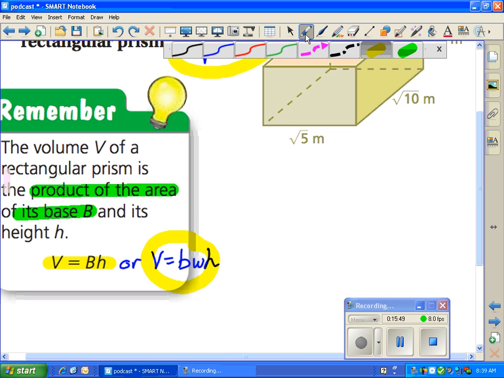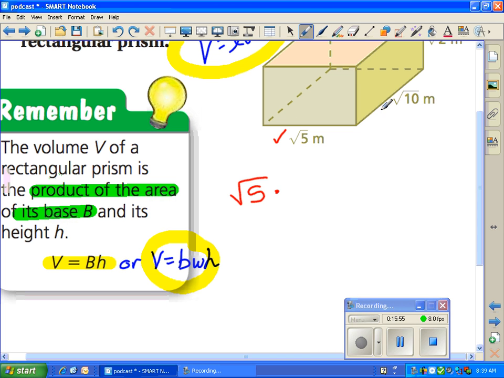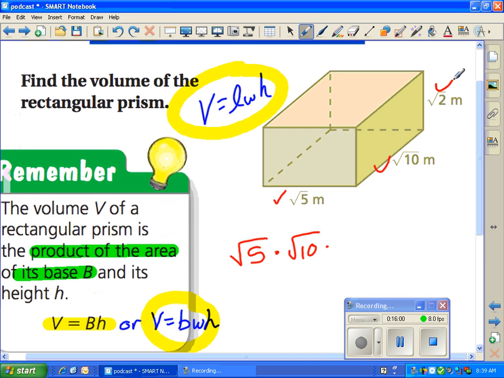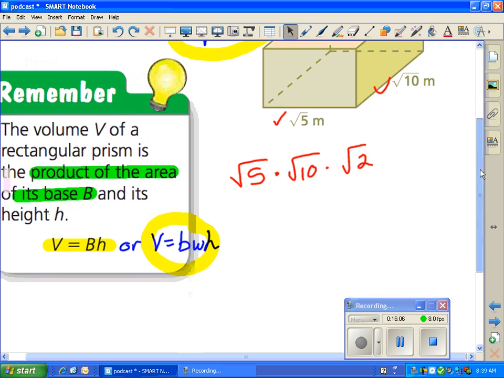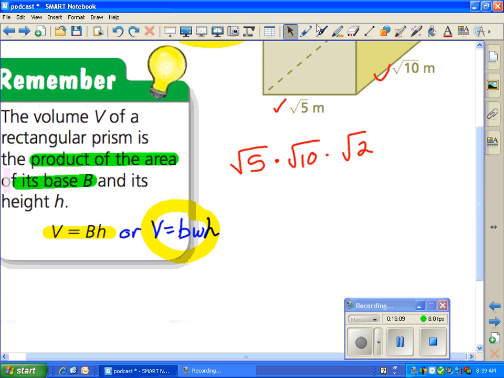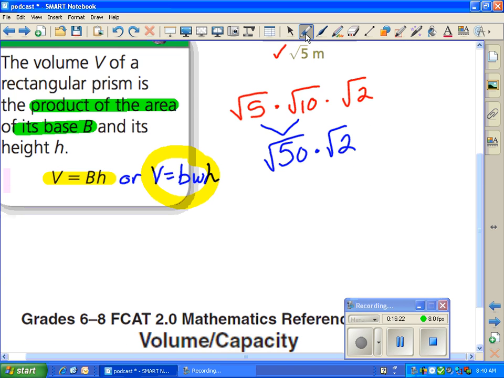Just multiply the three numbers is what I'm going to do. So I have the square root of 5 times the square root of 10 times the square root of 2. And remember, I'm trying to find the volume, so I'm going to multiply the three sides together. Well, I'm going to ignore my square roots for now, and I'm going to say 5 times 10 is 50. So now I have the square root of 50 times the square root of 2. I'm going to ignore my square root signs for now, and I'm just going to do 50 times 2. 50 times 2 is 100.